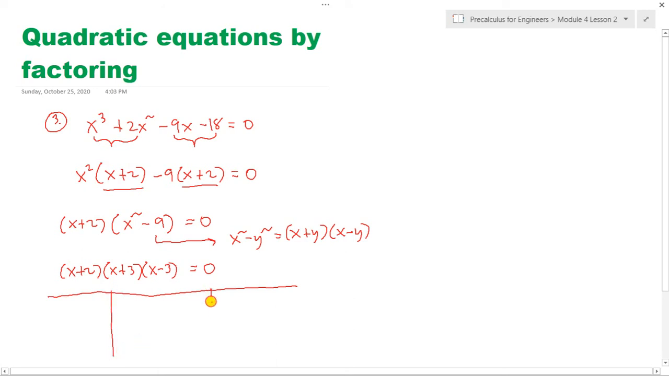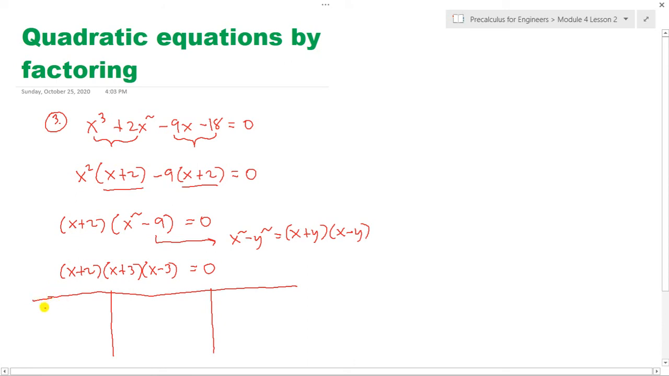Sir, why do we arrive at 3 solutions? Because the number of solutions for a certain equation depends upon the degree of our equation. Since our degree here is to the power of 3, we expect to have 3 solutions. If it is to the power of 2, for quadratic, we have 2 solutions. If it is to the power of 4, 4 solutions, then to the power of 5, 5 solutions, and so on and so forth.